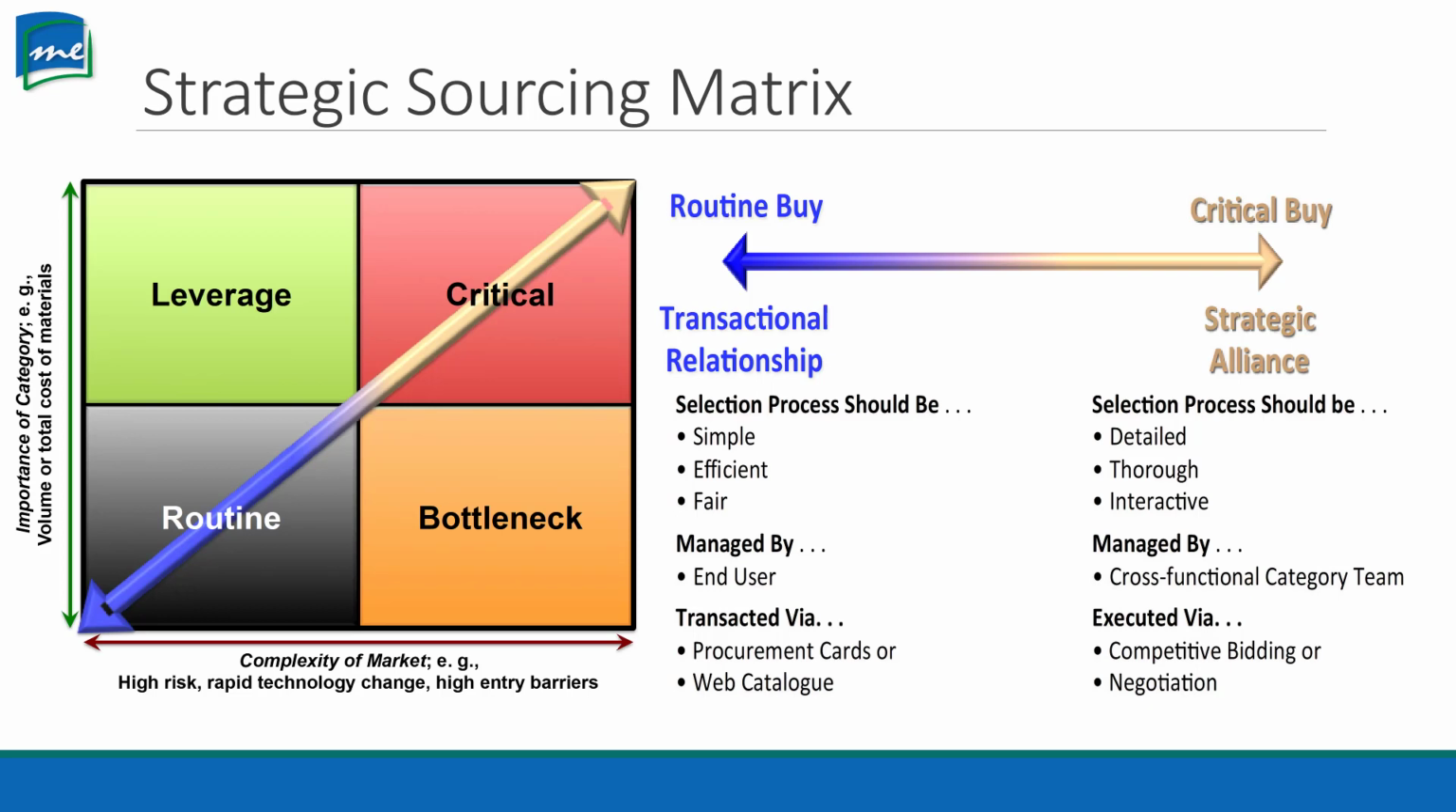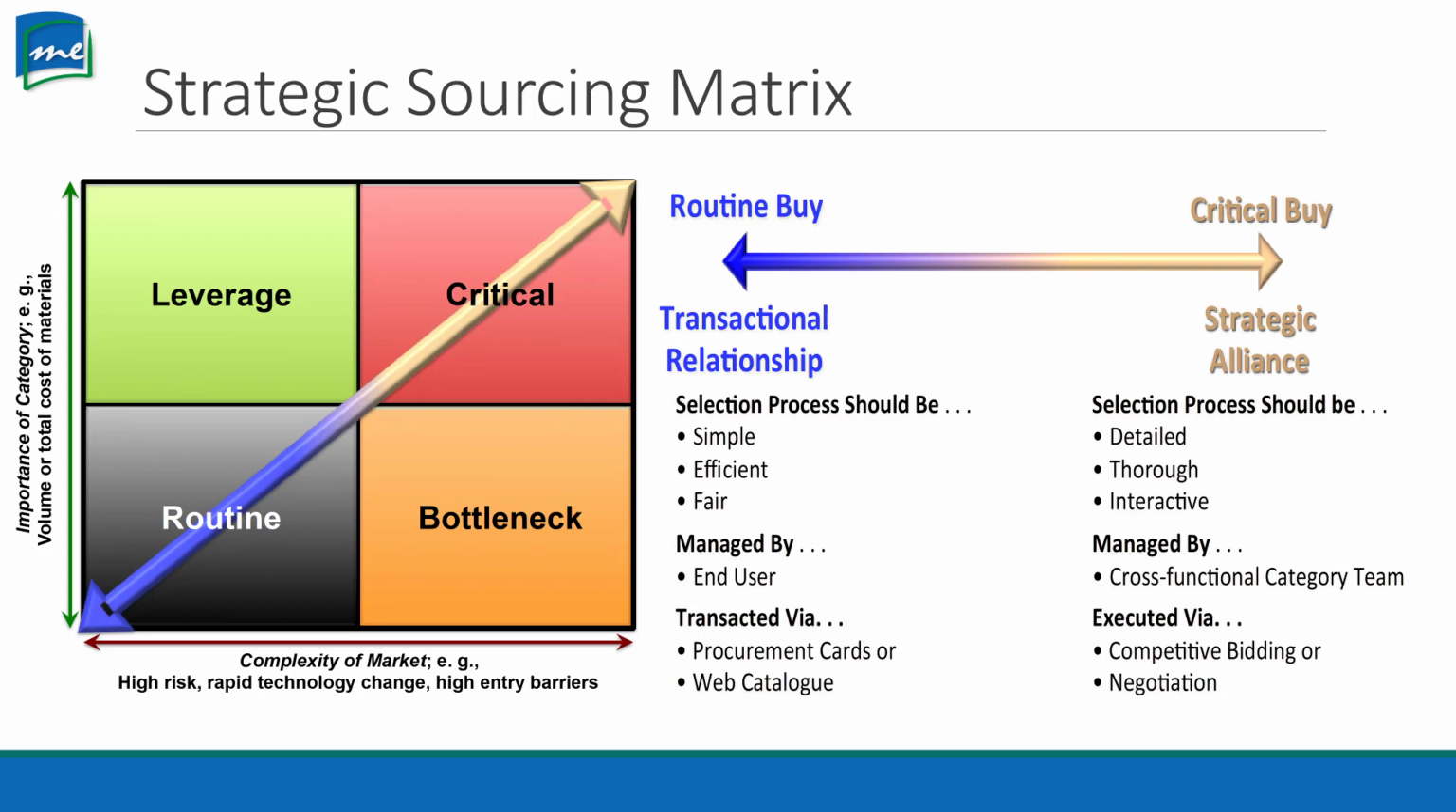So usually there's a cross-functional team that is over the strategic alliance, whereas the transactional relationship, it's just, for example, you. And you make the transactions with a credit card, or you purchase it off a website and bill it to the company. Well, strategic alliance, there's usually competitive bidding and negotiation that goes along with it. And sometimes that's done in the beginning of the alliance. You don't have to do it later because you've already negotiated pricing.